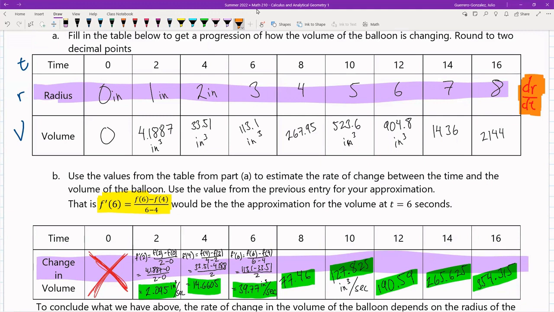Let me go ahead and define the next one down, which is this one down here. The change in volume is dV/dt. So just like the top one was the rate of change in the radius with respect to time, this is the rate of change in the volume with respect to time.